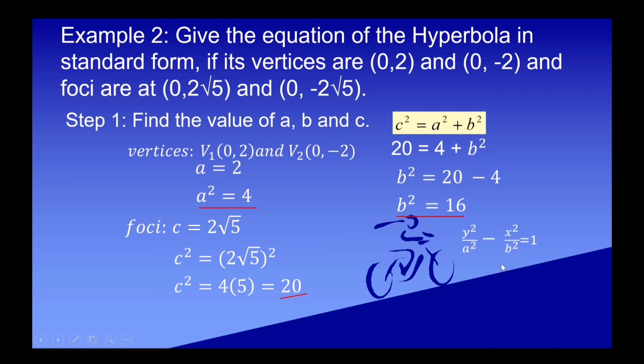So this is the equation we will use, since the foci are on the y-axis. We know that these foci are aligned vertically, so this could be our equation of the standard form of the hyperbola. So let's substitute the value of a squared, which is 4, and b squared, which is 16. Okay, that would be our final answer for example number 2.